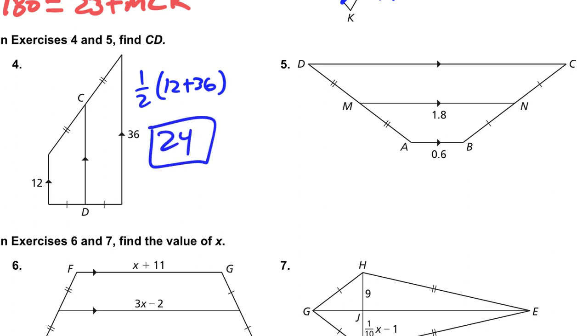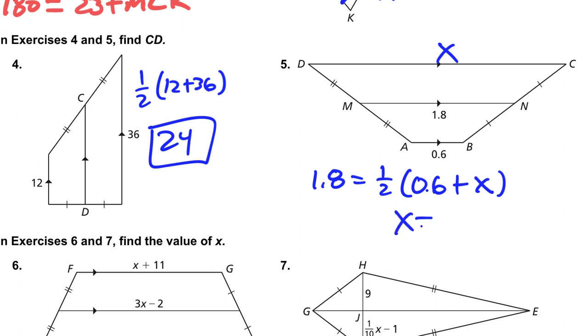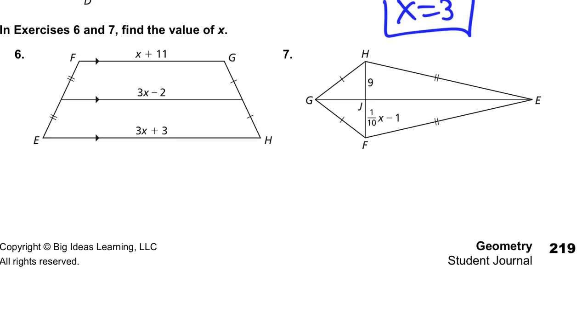Now for number 5 here, that 1.8, which is the mid segment, is from having half of one base plus the other. I'm going to put an X here just because I don't know what that is. And if I solve this, I'm going to get X equals 3. But I'm going to fly through that just because of the length of the notes. And it looks like we have 2 last questions. Woo, hallelujah. Here we go.